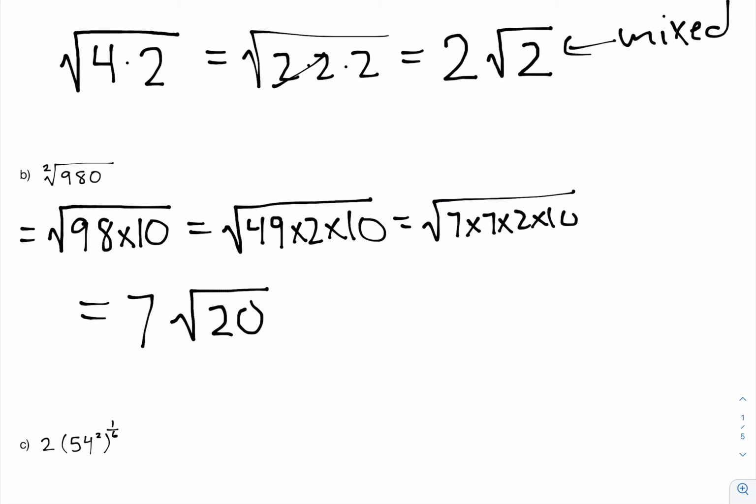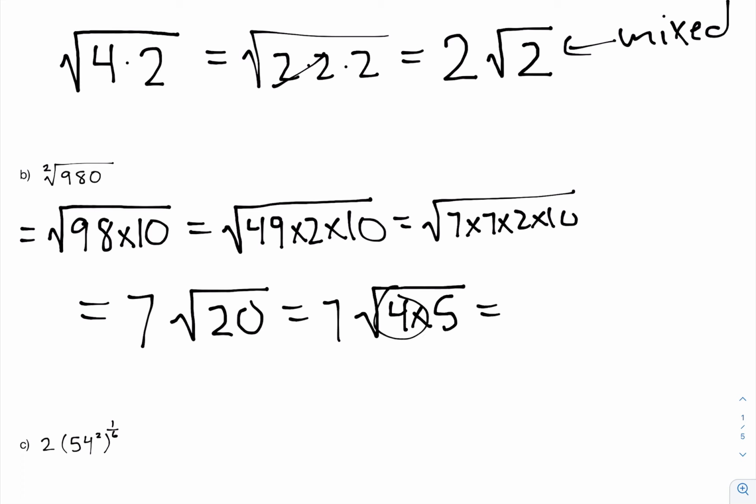So you might think that we're done, and this is in fact a mixed radical, but it's not fully simplified, because 20, remember, is the same as 4 times 5, and 4 is a perfect square factor of 20.